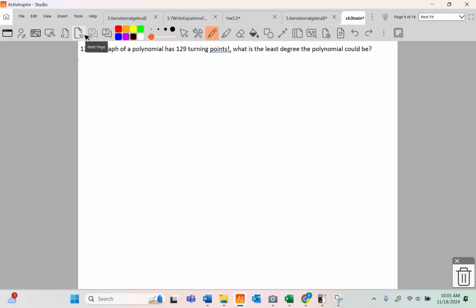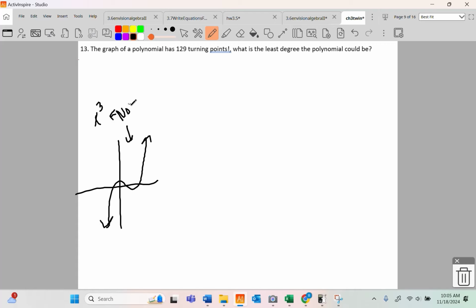All right, the graph of a polynomial has 129 turning points. What is the least degree the polynomial should be? So here's an example of an x cubed. A typical x cubed will look something like this. Not mom. Okay, this is not mom. I want to make sure you know that. And it has 2 turning points.